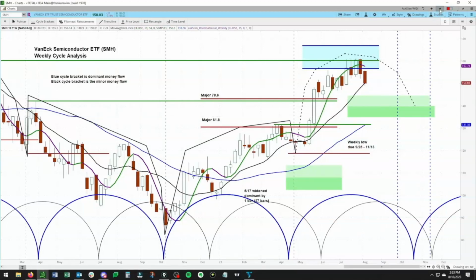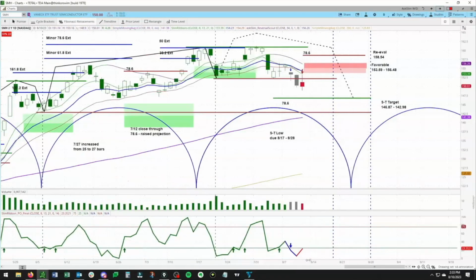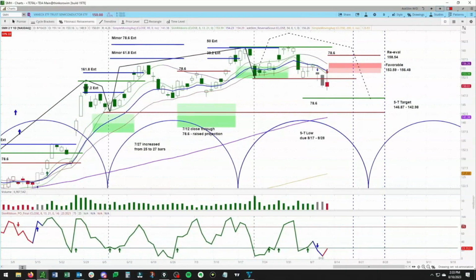If we shift over to the daily chart, you'll see the trade idea, and keep in mind the askSlim trade idea service is available for Level 3 and 4 members. What we do is we walk through our weekly and daily cycle analysis for you, share the overall logic along with our levels on the upside and downside, and it's a great way to learn our overall methodology in real time.